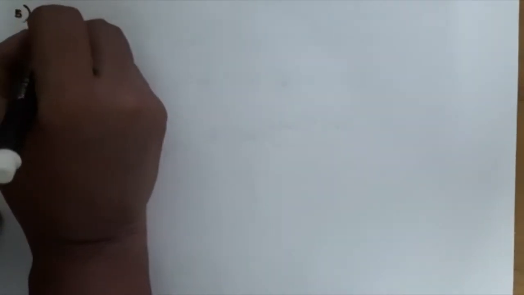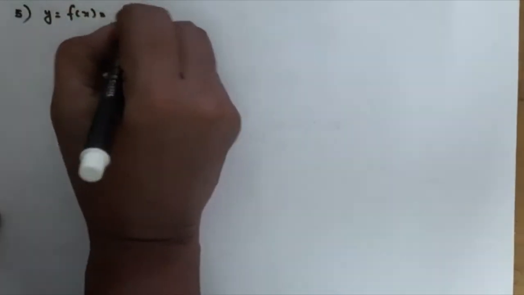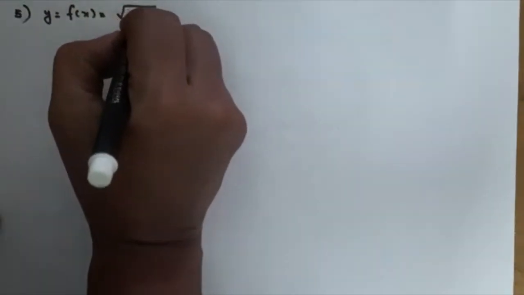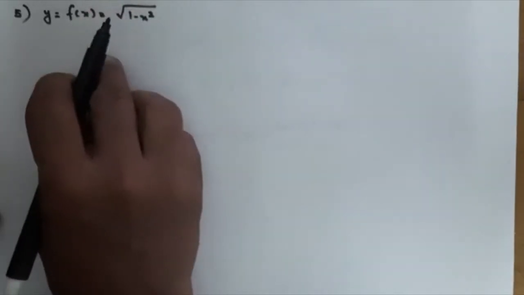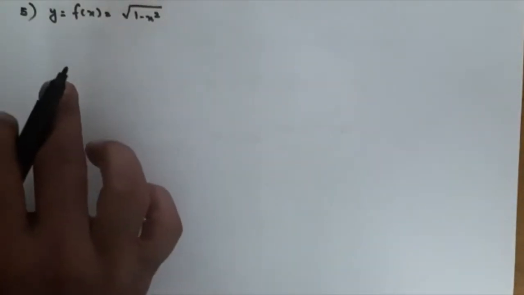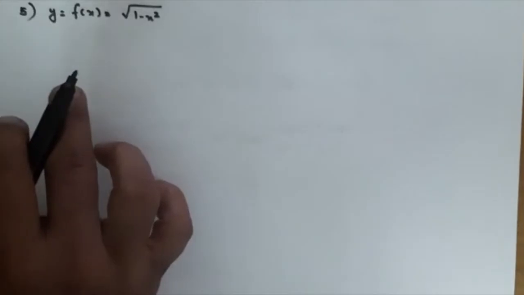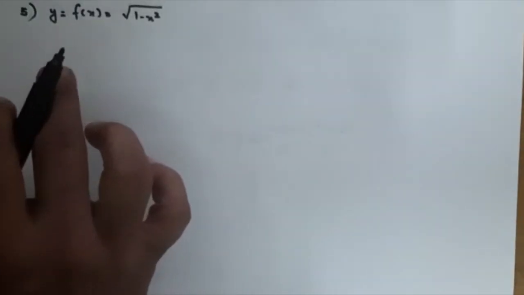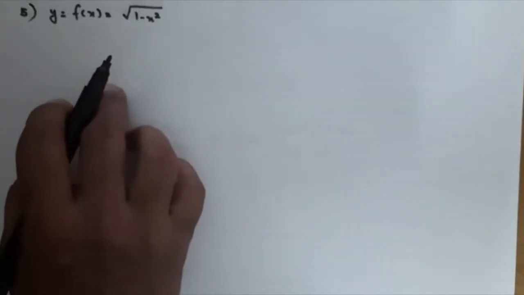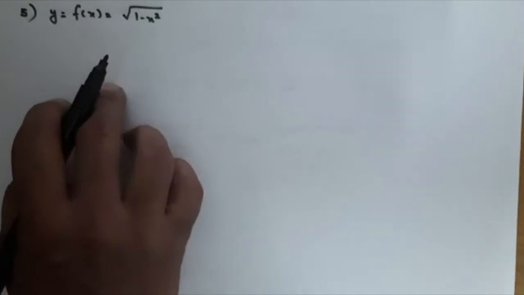As a fifth example, consider the function y equal to f of x equal to root of 1 minus x square. Let us think about the domain of this function. Domain means it is a set of all values of x for which you get answers. That means here the answers is of the form root of 1 minus x square. That means square root of a number.